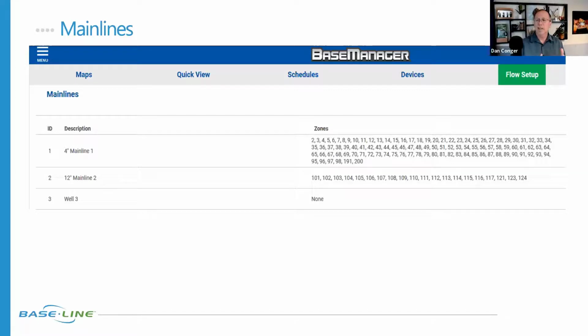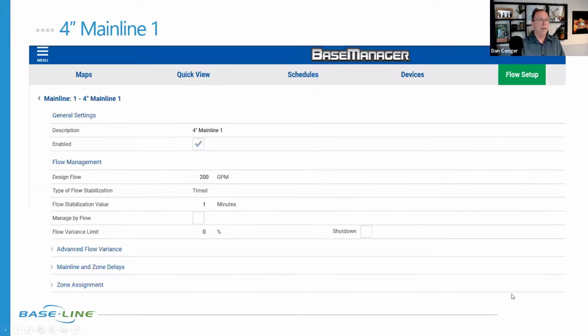Well, you need to know the layout of your system. You need to understand which zones are attached to which pipe. It's basics on knowing your system. And if you don't, you need to map that out. Well, zone 12, those are the big rotors that are going to feed the artificial turf, for the high demand, high flow, high pressure. Those are assigned to a different main line. And that can be done inside this mainline setup.